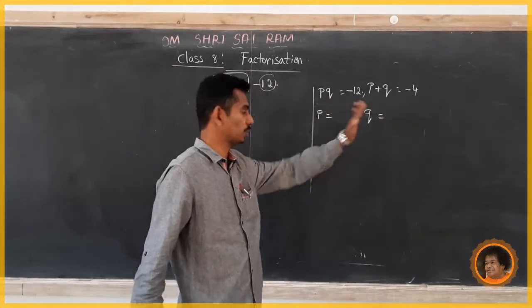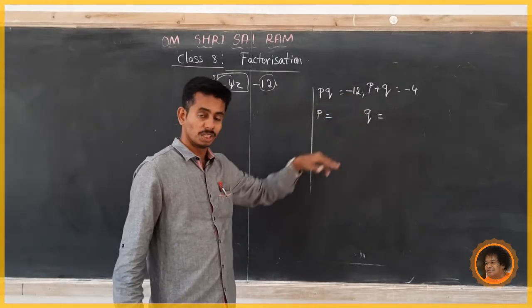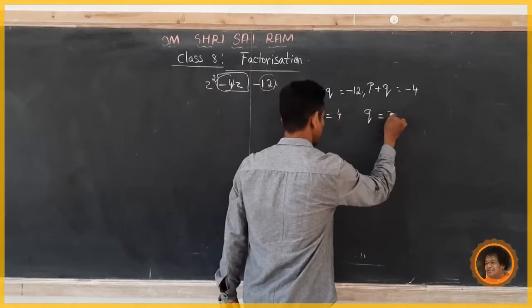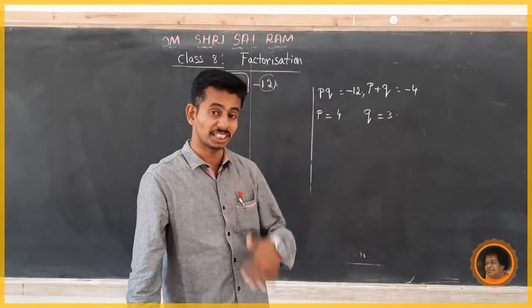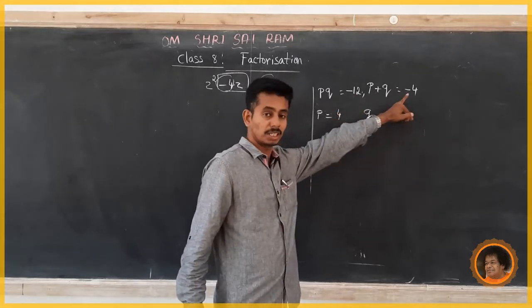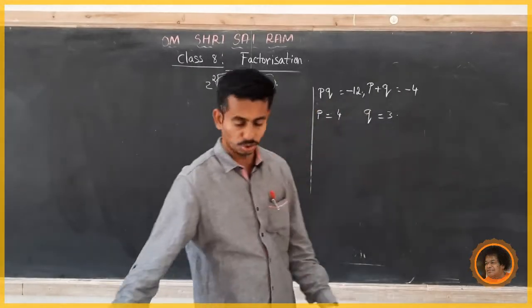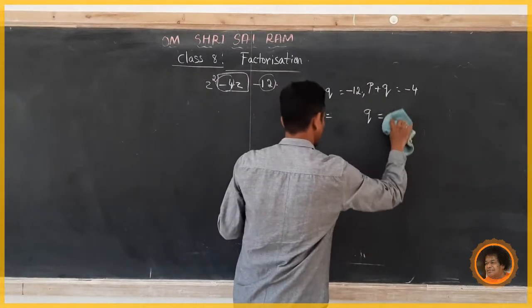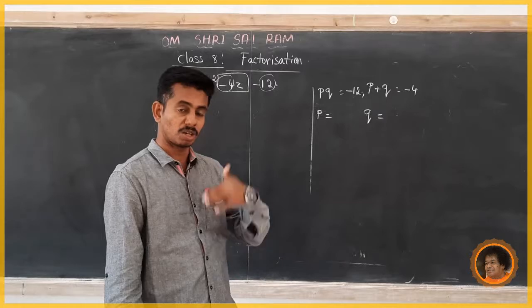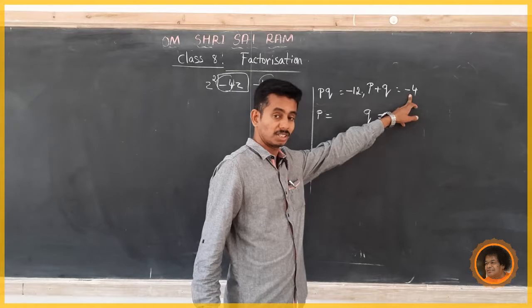So what is p, what is q? What is the product we want to get? That is minus 2a. How do we get it? 4 threes are 12. Yes, but what is the problem? 4 plus 3 becomes 7, and 4 minus 3 becomes 1. Can we get minus 4 or 4? No. So these are not the required numbers. 4 threes are 12, but when 4 and 3 are subtracted or added, we can't get minus 4 as the sum.